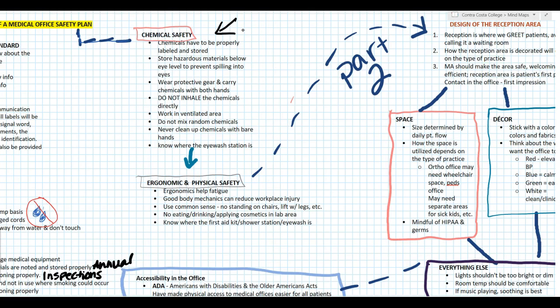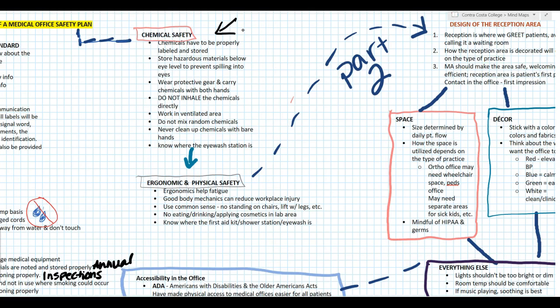The next section is ergonomic and physical safety while at work. Ergonomics are the way that we move our body to help fight fatigue. Good body mechanics can reduce workplace injuries, and basically all you need to do is use common sense. You want to make sure that you have good posture, and don't do things like standing on chairs to reach for things. Try to lift with your legs instead of with your back.